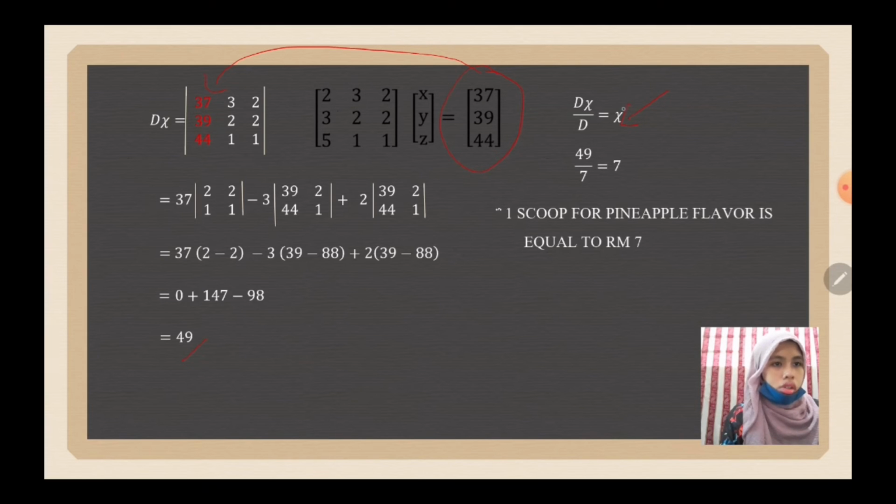Okay, so after we get x, we get this equation, substitute it with the value and we got this. 7 is the answer that Akila has obtained. So 49 over 7 is equal to 7. Hence we know 1 scoop of pineapple flavor is equal to 7 ringgit.